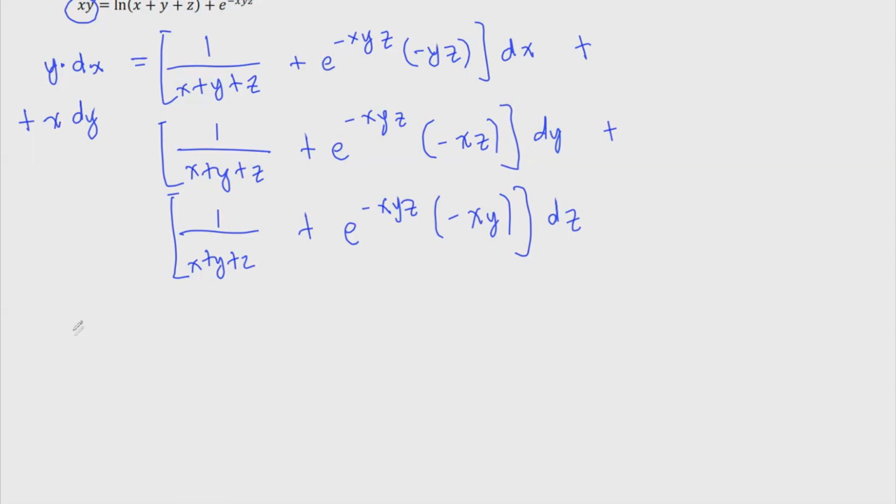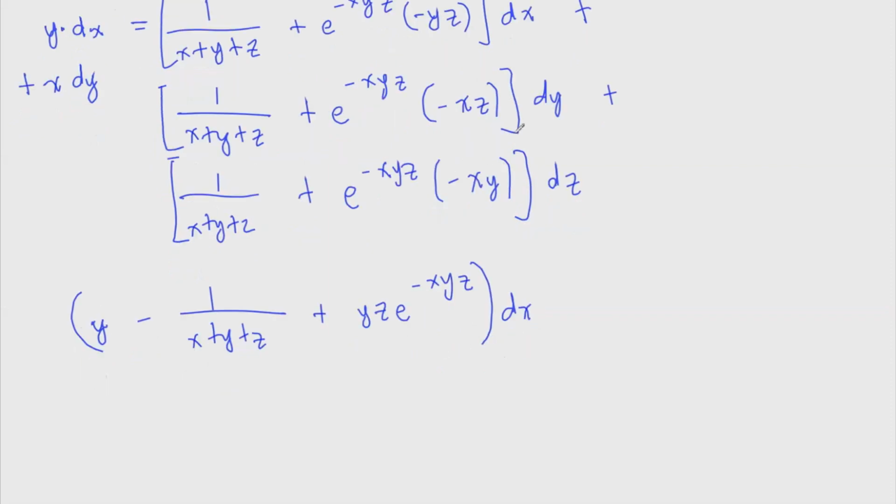So I think what we'll be getting is y, and then minus 1 over x plus y plus z, and then this one being minus, but this one is negative, so that becomes positive. I think positive yz e raised to negative xyz, and that is multiplied with dx. Okay, and then the same thing goes for dy. So we have plus x minus 1 over x plus y plus z, and then plus xz e raised to negative xyz, and that is dy.